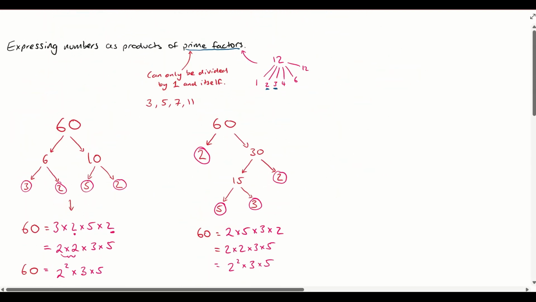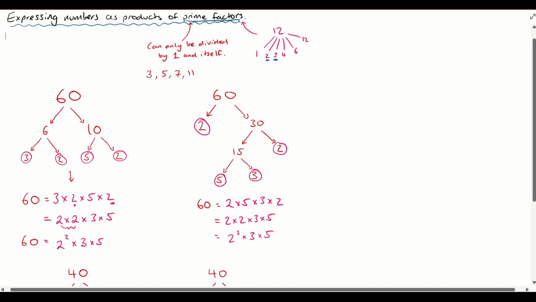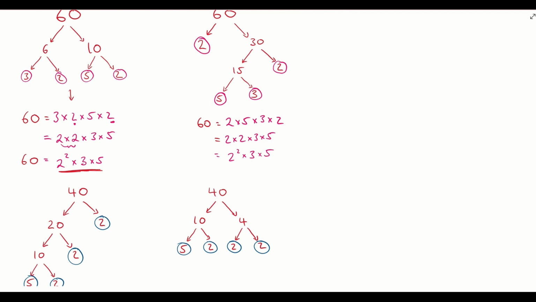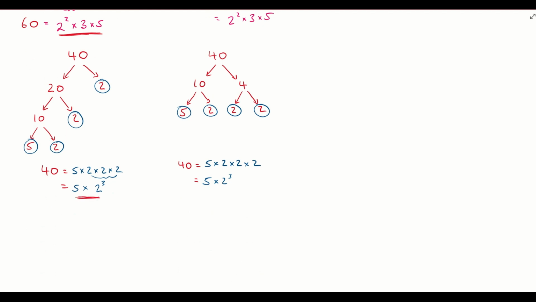So, back to the original part here, expressing numbers as products of prime factors. If we wanted to express the number 60 as a product of prime factors, our final answer would be 2 to the power of 2 times 3 times 5. They're all prime numbers, and you multiply them together. 2 times 2 times 3 times 5 gives us 60. And down here, if we wanted to express the number 40 as a product of prime factors, we would do 5 times 2 to the power of 3. That would give us 40.